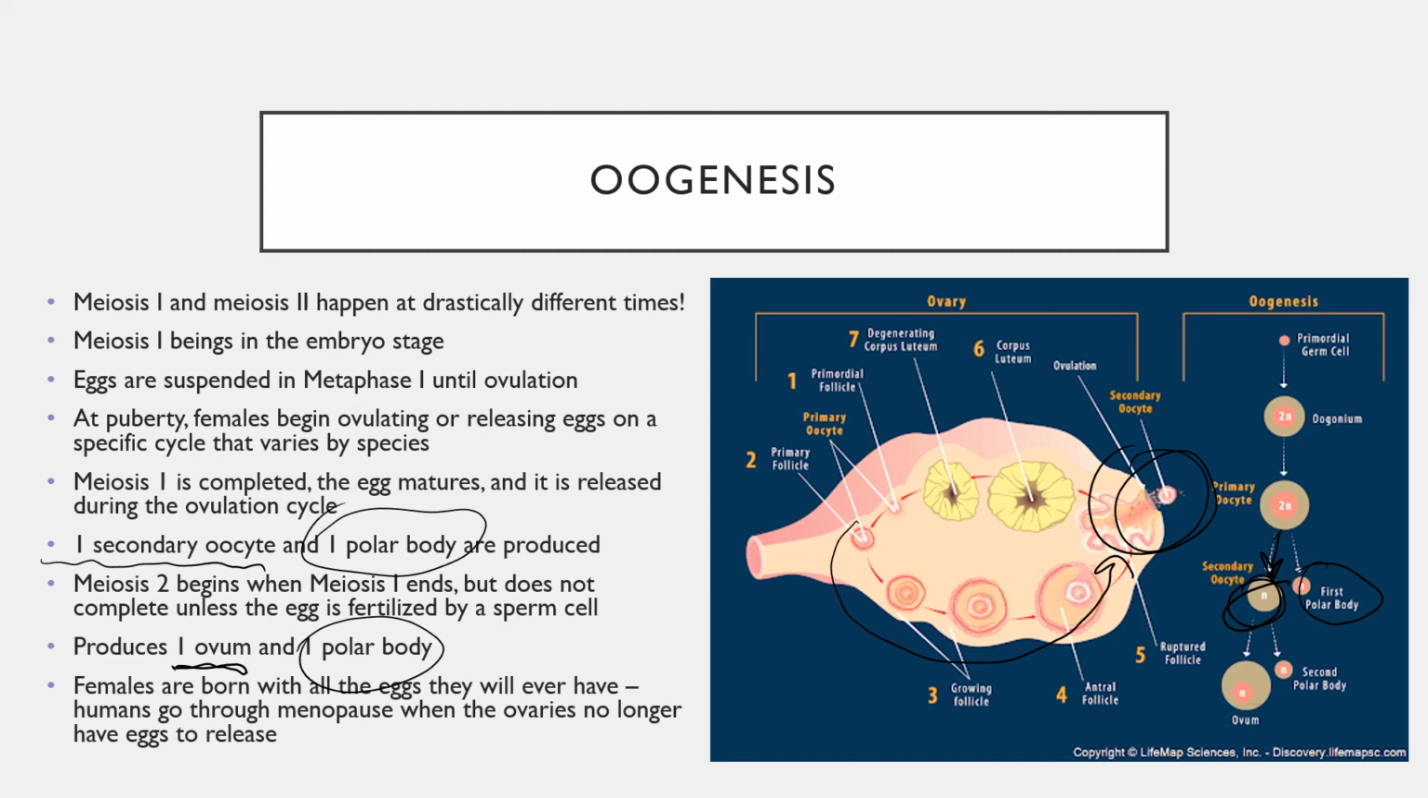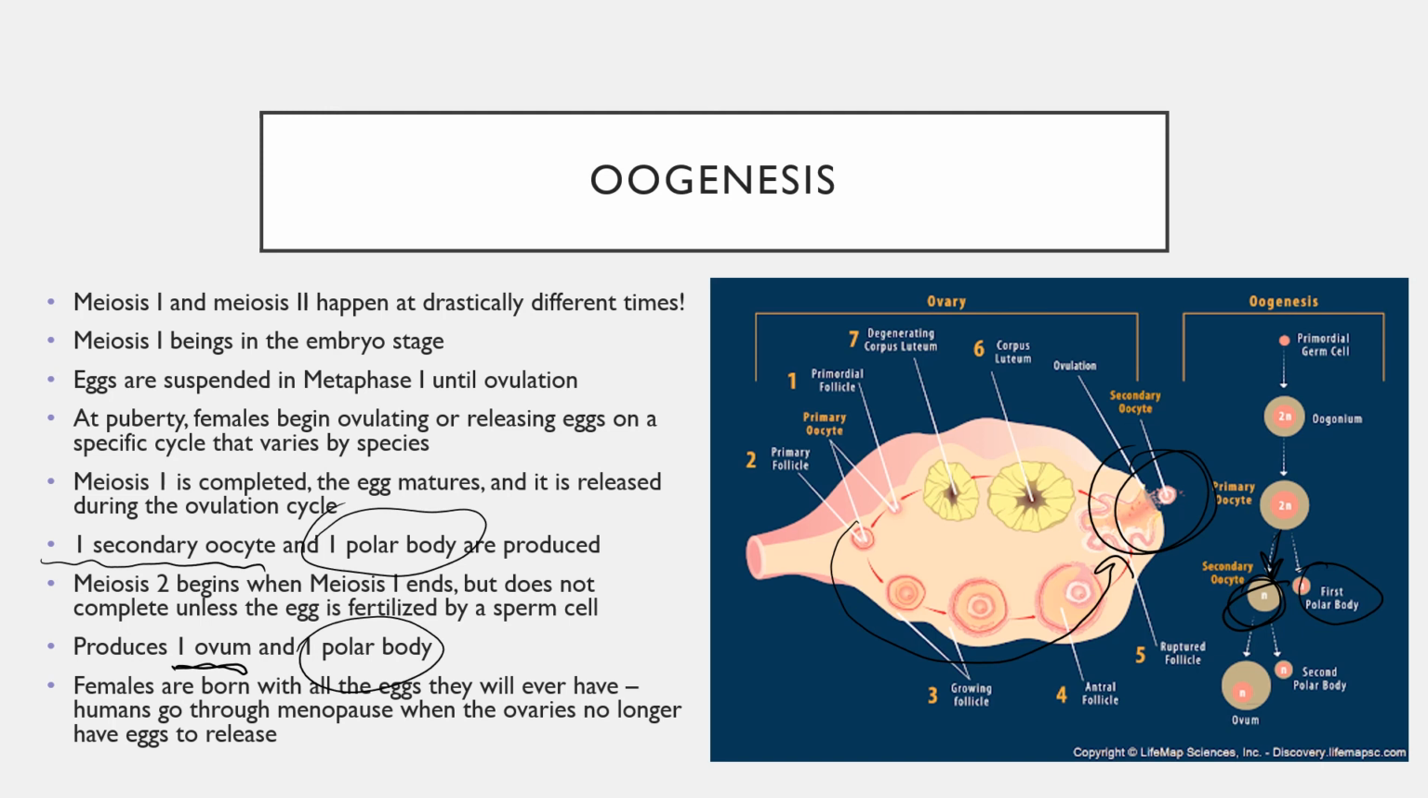So, interesting thing is that females are essentially born with all the eggs that they will ever have, and most of them will never even fully go through meiosis. Only 1 to maybe maximum 8 or 10, if you're one of those octomoms or something, are going to become eggs that have gone through all stages of meiosis.